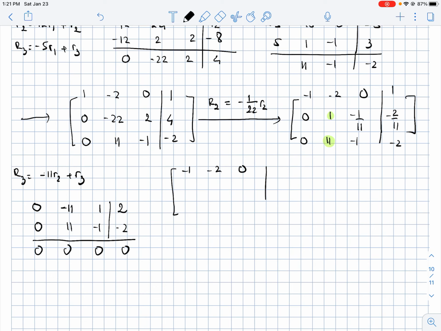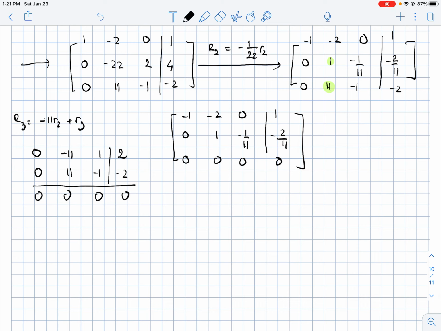So 1, negative 2, 0, and 1. 0, 1, negative 1 over 11, the same for this row. And row number 3, we get 0, 0, 0, 0. So you notice that we have 0, 0, 0 for the last row. And if you think about the x, y and z, so 0x plus 0y plus 0z equal to 0. That means 0 equals 0. We got a true statement. So in this case, we have infinitely many solutions.